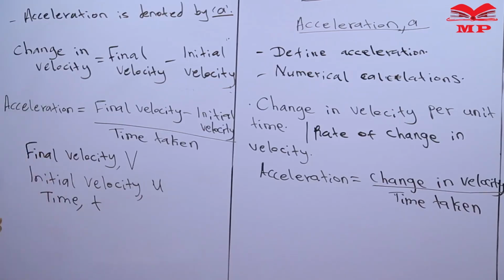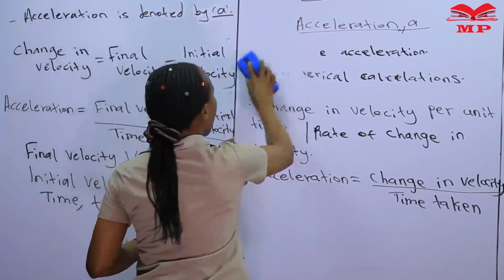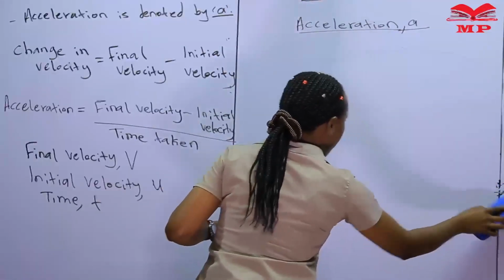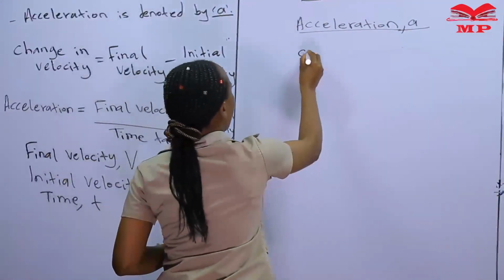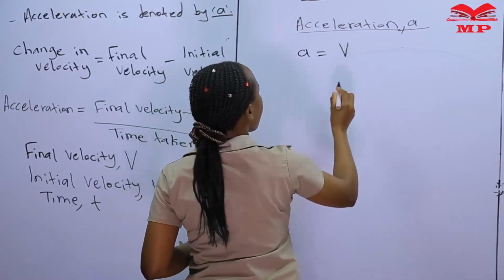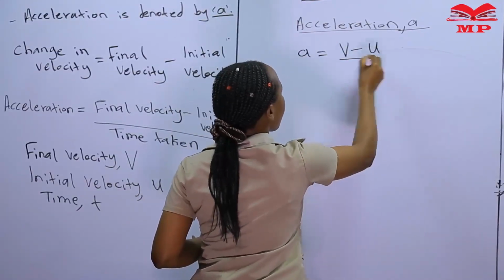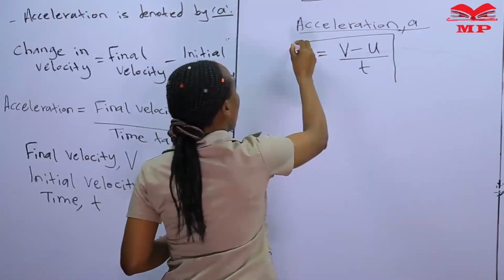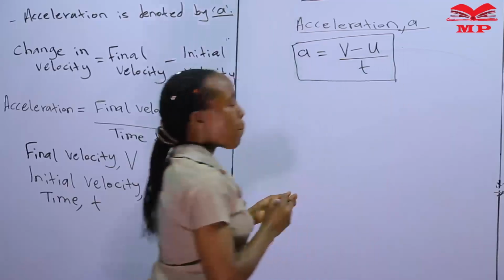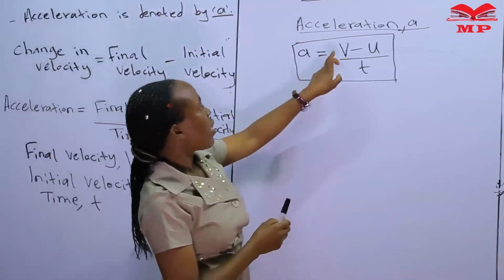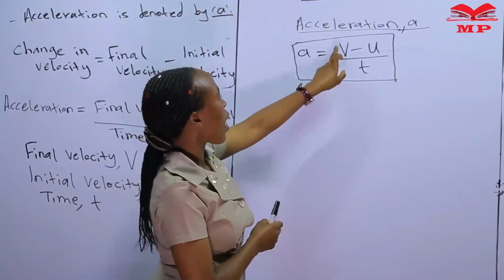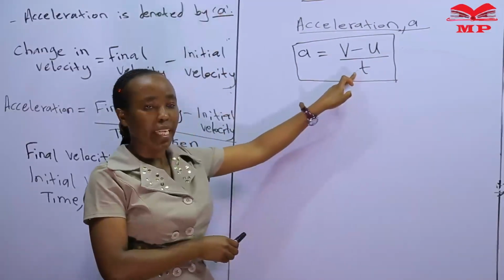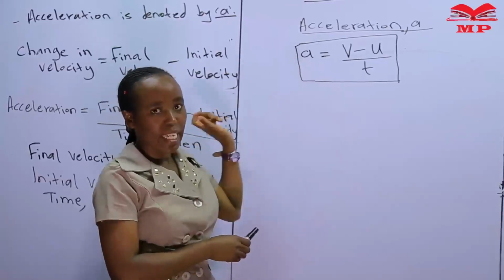And therefore, from this formula, acceleration a will be equal to the final velocity v minus the initial velocity u, divided by the time taken. So this is our acceleration, the change in velocity per unit time, or the rate of change in velocity. That's what we have for acceleration.